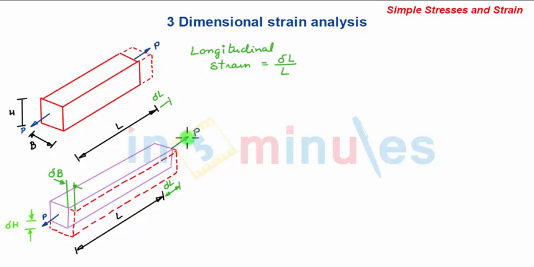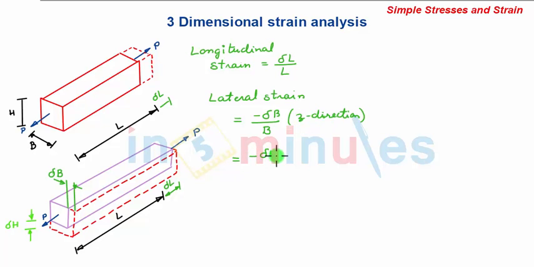So we can say that the load in the longitudinal direction produces a strain in the longitudinal direction, which is positive strain given by this, and it produces a negative strain in the other two directions. So we have another term called lateral strain, which will be given as minus delta B upon B if we consider Z direction. It can also be given as minus delta H upon H if we consider Y direction. That means this is your X direction, this is your Y direction, and this is your Z direction.